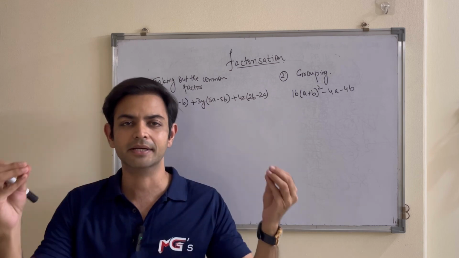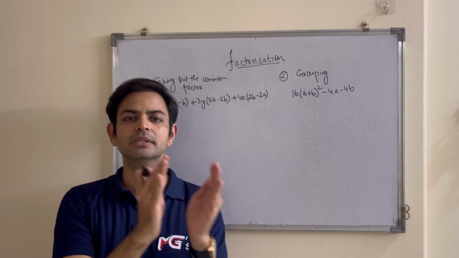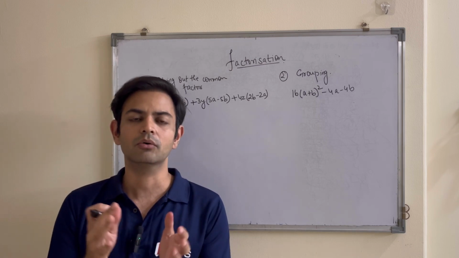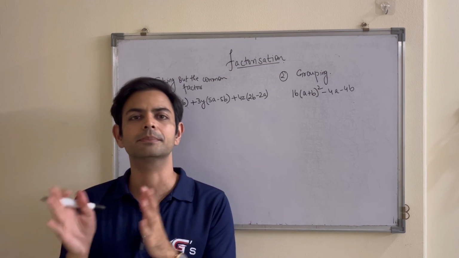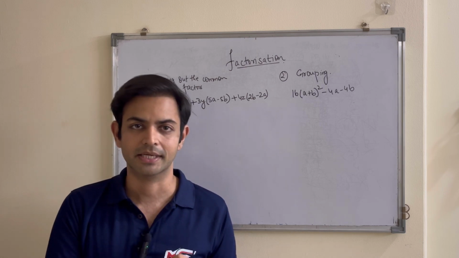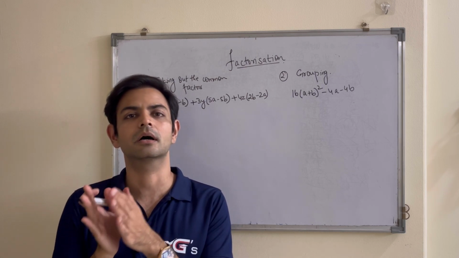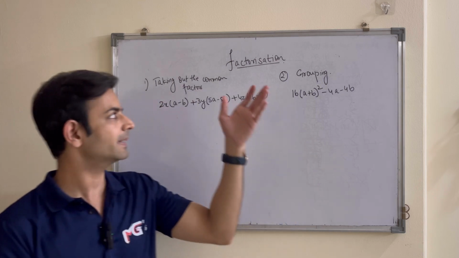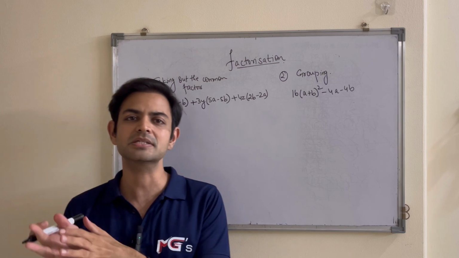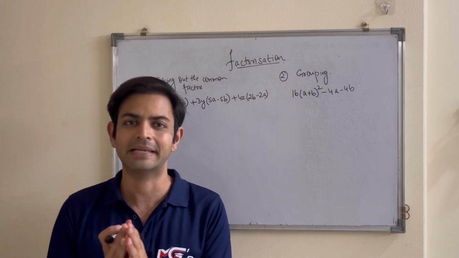We have an expanded algebraic expression and we put it into brackets, and these brackets are called the factors. Now, for any given expression, there are multiple ways, different ways depending on the question, to factorize. We'll discuss all these methods one by one. The first method is taking out the common factors. We'll understand all these methods with the help of multiple examples.